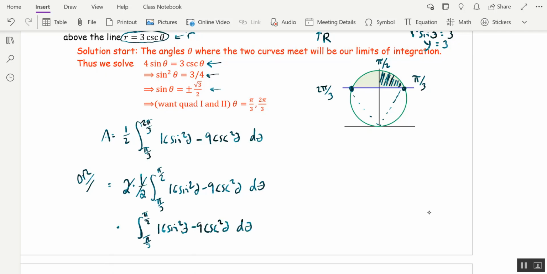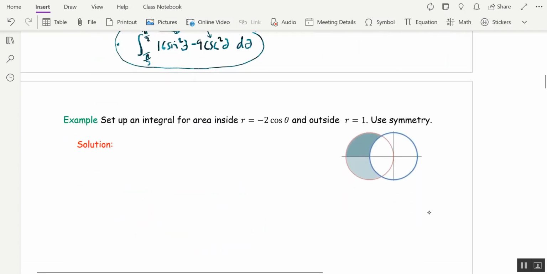Now, in terms of evaluating, if I had to evaluate the area, I would definitely use this one. And if you had to go ahead and evaluate this, this is not a bad integral, you're going to use half angle on this one. And then this one's easy because you know a trig function whose derivative is negative cosecant squared, and that would be cotangent. Okay, let's do one more setup.